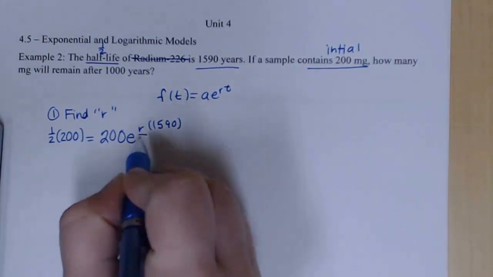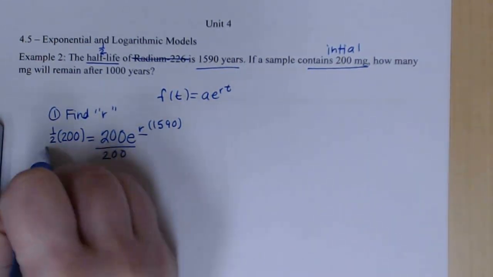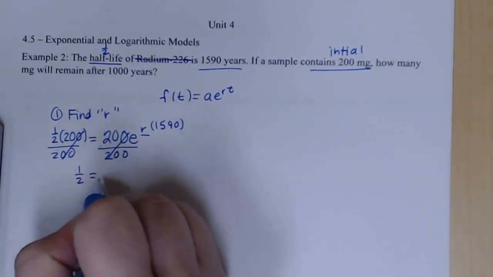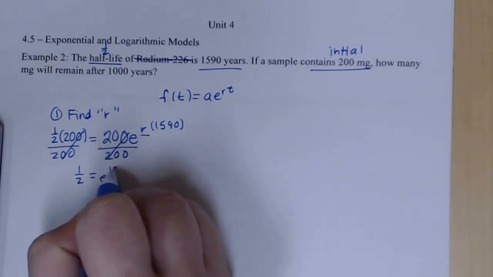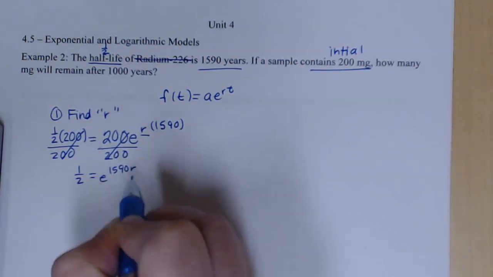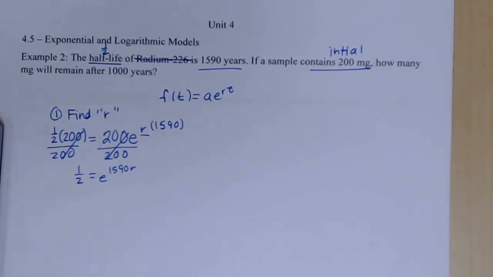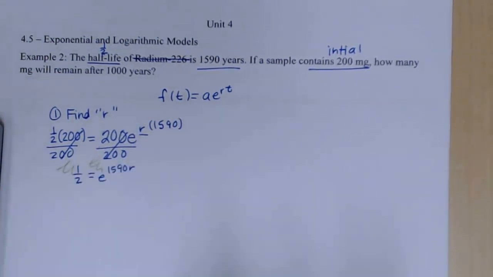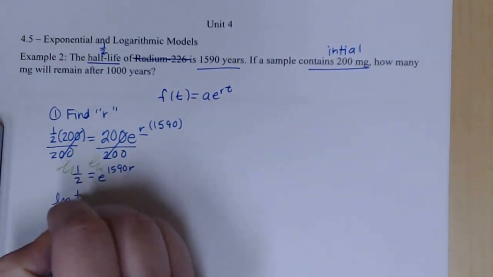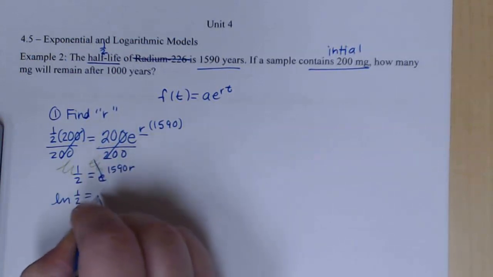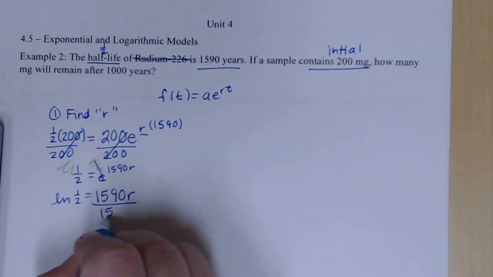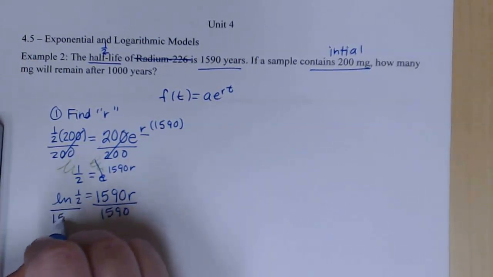Now I can solve for r. I'm going to divide both sides by 200. This cancels, and I get 1/2 equal to e to the 1590 r. I'm going to use the same inverse property to cancel out that e. So if I ln both sides, as long as I do it to both sides it's equivalent, I get ln of 1/2 equal to, this will cancel, 1590 r, and then divide by 1590 to isolate my r.